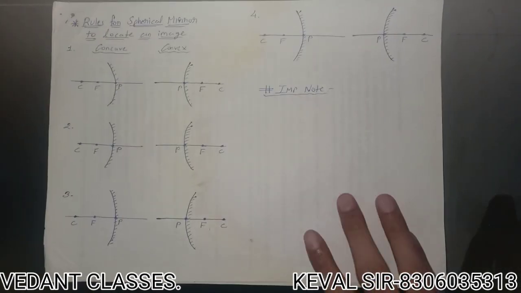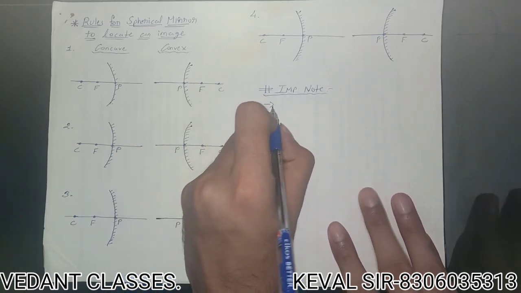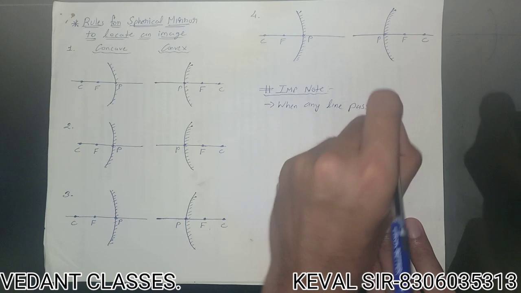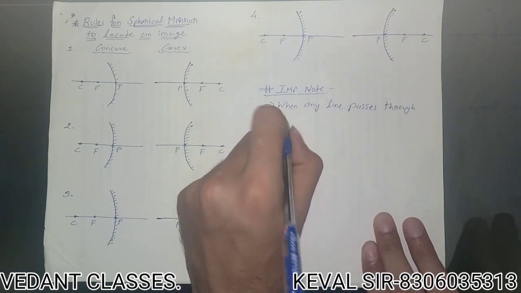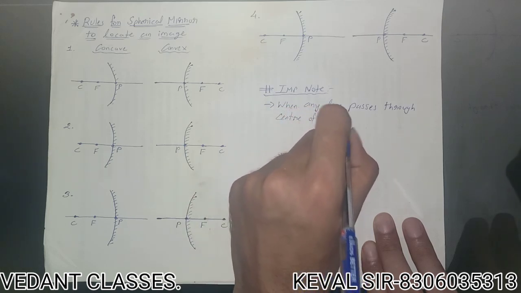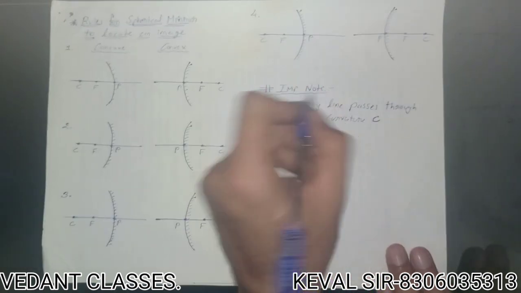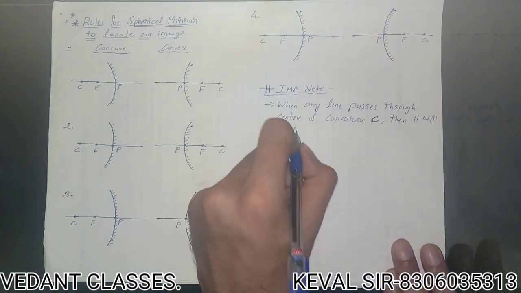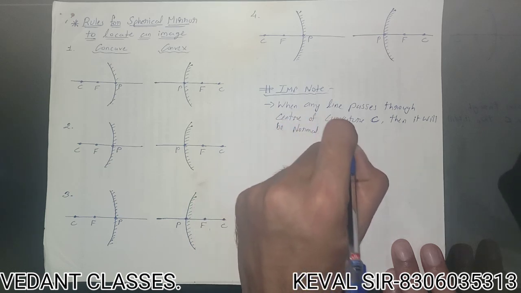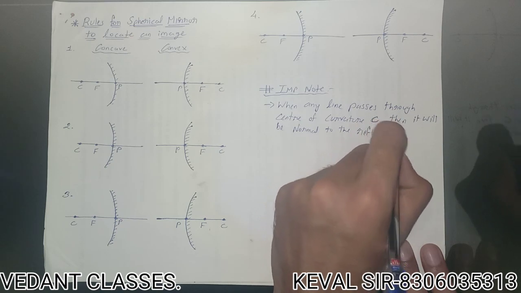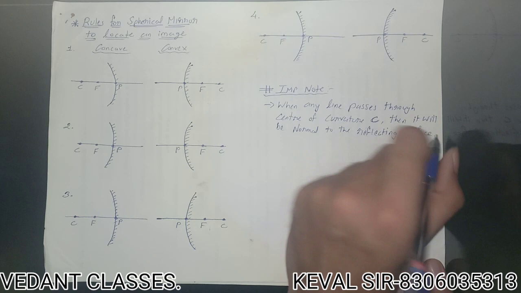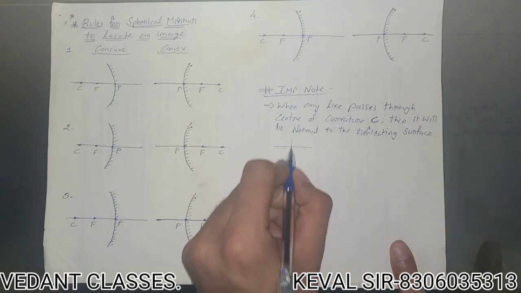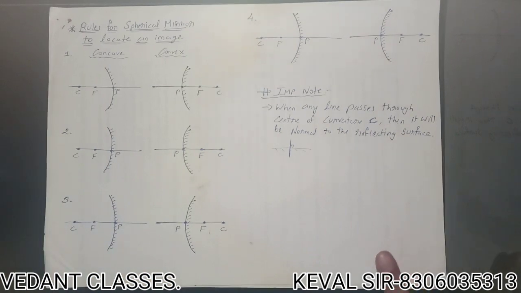Okay, now let's see a few important notes. First note: when any line passes through the center of curvature, that is point C, then it will be normal to the reflecting surface. So remember this important point. If any surface is there, then this will be considered as normal. Normal is always taken as 90 degrees to the surface.